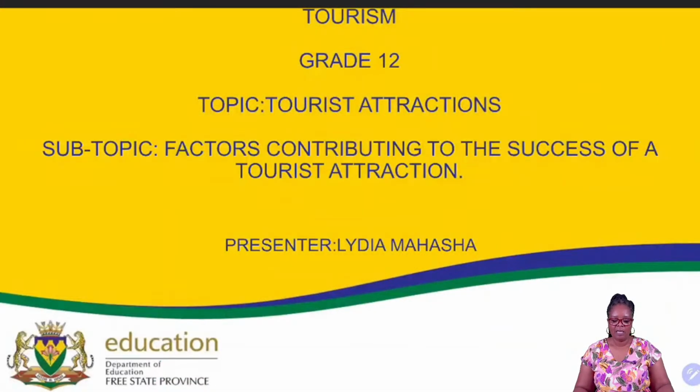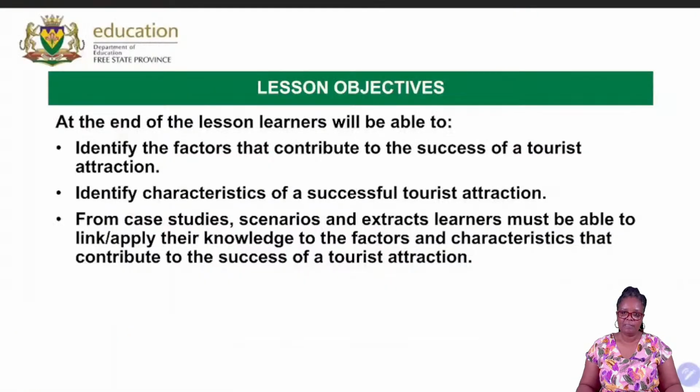Learners, today's lesson is still about the tourist attraction. And the subtopic, you have to look at the factors contributing to the success of a tourist attraction. So this is the last part about the attraction, the famous world icons. This is the last part.